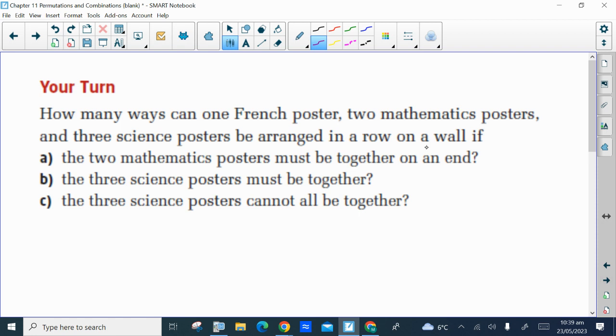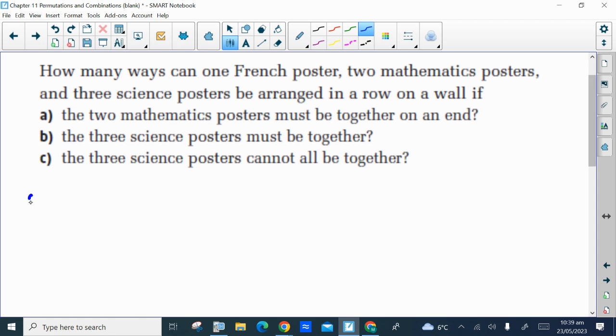In how many ways can one French poster, two math posters, three science posters be arranged in a row on a wall if the two math posters must be together on an end? This is another one of our scenario examples because they could be on the left end or the right end. So we have to do both scenarios, and remember the word or means to add.